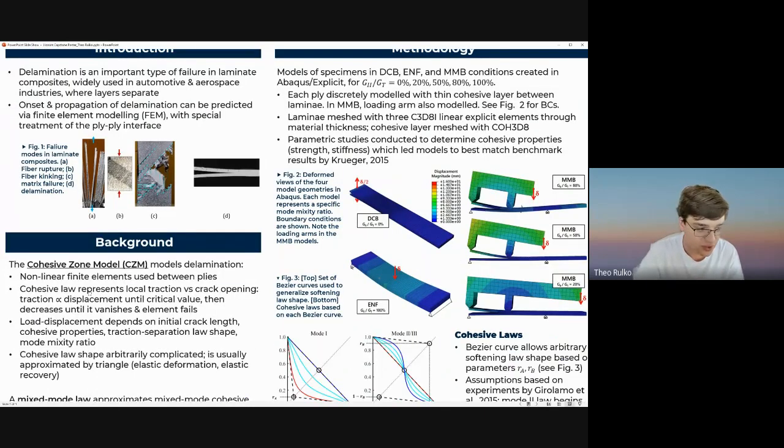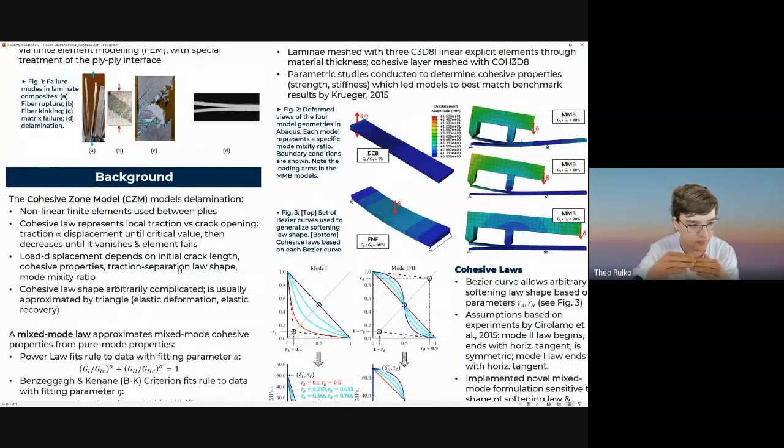So one of the methods to do this is with the cohesive zone model, where we actually add a discrete layer of elements between the two plies, and we call that our cohesive layer, and that layer models the adhesive, in a sense, between the plies. These are nonlinear finite elements, and on each element we assign a traction separation law, so-called cohesive law, which dictates how the elements fail. The cohesive law is usually linear until some critical value is reached, and then we have a softening law, a softening curve afterwards.